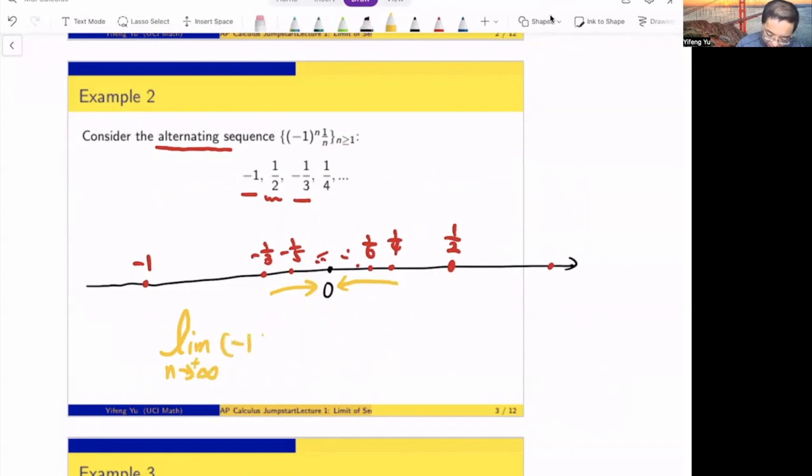So this is (-1)^n times 1/n, and this one equals zero. So the limit of this sequence is still zero.